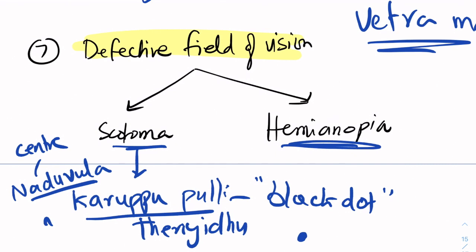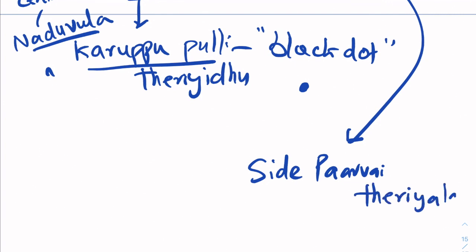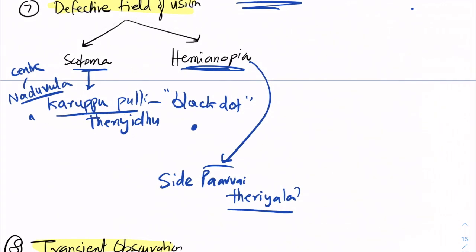Karuppu pulli theriyudu. If it's going to be hemianopia, they will say side parvai. They're very clear in what they are saying, especially if it's an educated patient or drivers. They are very aware about their field of vision. So they will say side parvai theriyala. I can't see my side vision, or the temporal field of vision. Okay, so that's the defective field of vision.